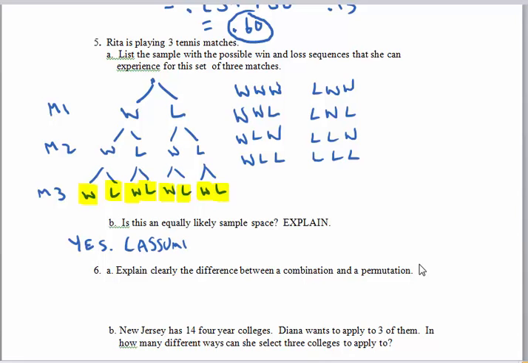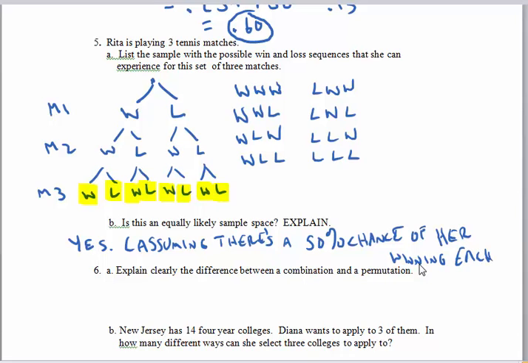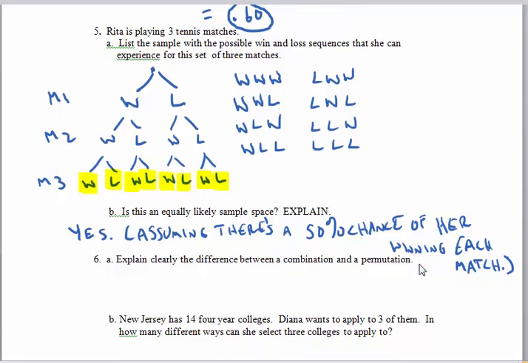But we're really assuming there's a 50% chance of Rita winning each match. Right? If she's a really good player, maybe she has a higher than 50% chance of winning each match. So maybe if she's a really good player, she'd have a higher probability of winning. If she's a poor player, maybe she'd have a lower probability of winning. But it's equally likely, assuming that there's a 50% chance of her winning each match. Okay?